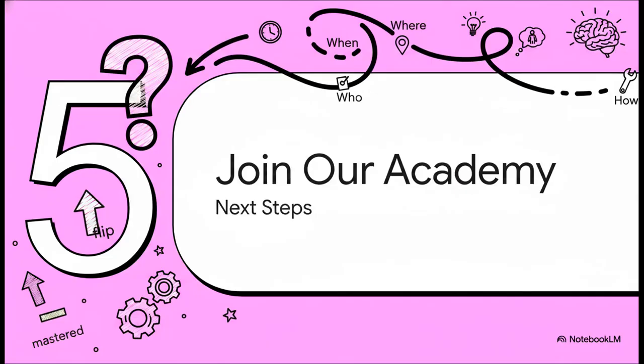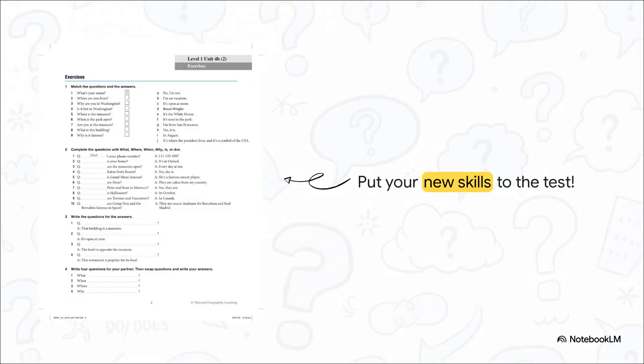Finally, join our academy. So, the crucial point is that you now have the exact tools needed to confidently tackle actual English worksheets like this one. Whether it's matching things up, completing a dialogue, or writing out your own answers, you know the formulas. You can look at a blank space now and know for sure if it needs a what, a where, an is, or an are.